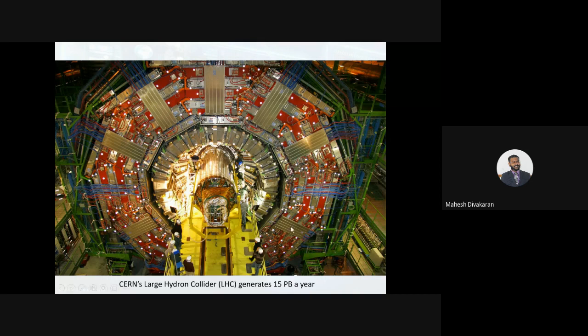If you look at this picture, you know what it is. This is CERN's Large Hadron Collider. They are doing many experiments in this Large Hadron Collider. There, in a year, 15 PB of data is generated, and they want to process that much data every single year.